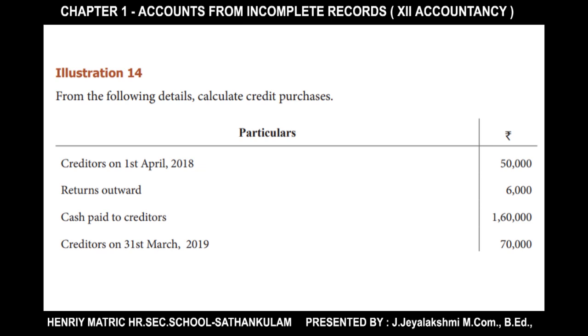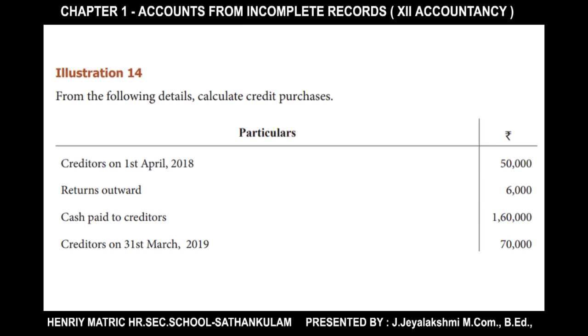Okay. So the particulars given: creditors as on 1st April 2018, 50,000. Returns outward were 6,000. Cash paid to creditors, 1,60,000. Cash paid to creditors means we have made credit purchases from them, and for that purpose we have given money in the form of cash. How much? 1,60,000. Then creditors on 31st March 2019, 70,000. Creditors on 31st March means the closing, and creditors on 1st April 2018 means the opening.